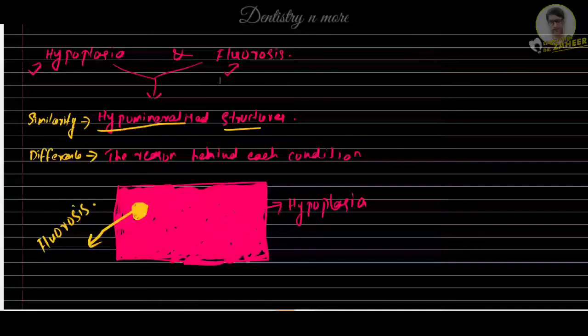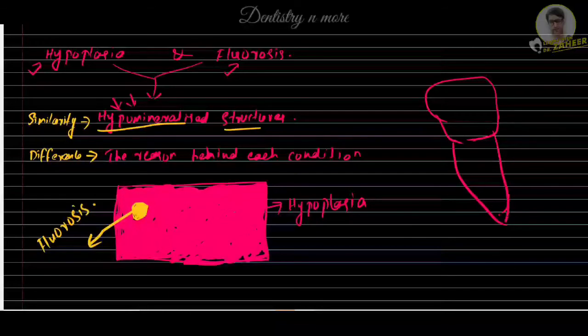So let's start. Hypoplasia and fluorosis have one similarity, that is both are hypomineralized structures. Let's take one example, this is a tooth, and we know the mineralization cycle. Each tooth has a different mineralization phase. For molars, it starts from birth, and for the second molar, it starts from around 2 to 3 years. I am talking about mineralization, not eruption. Mineralization is different, eruption is different.